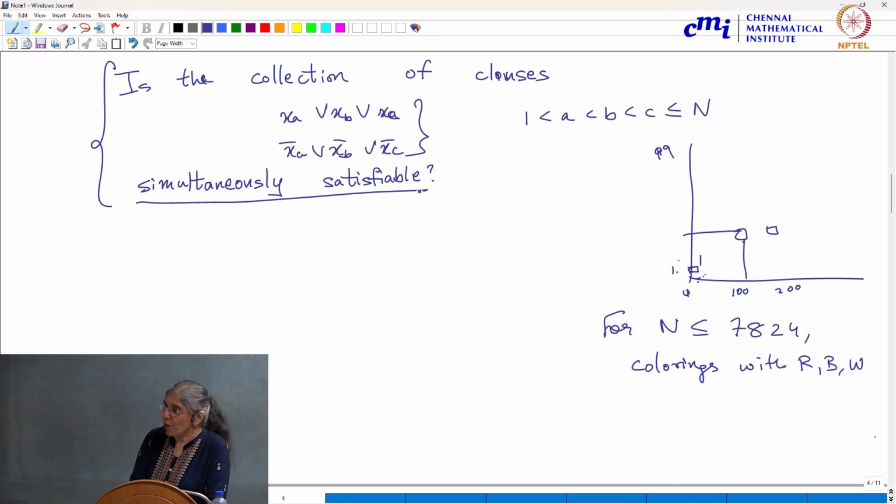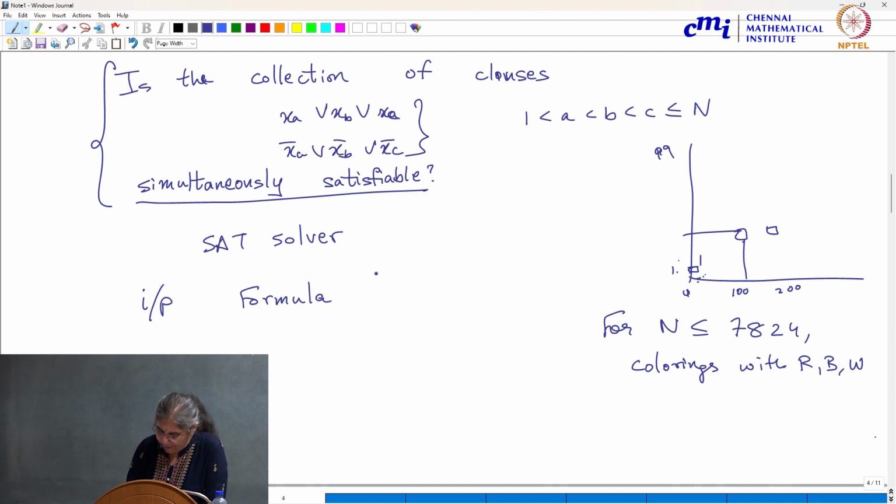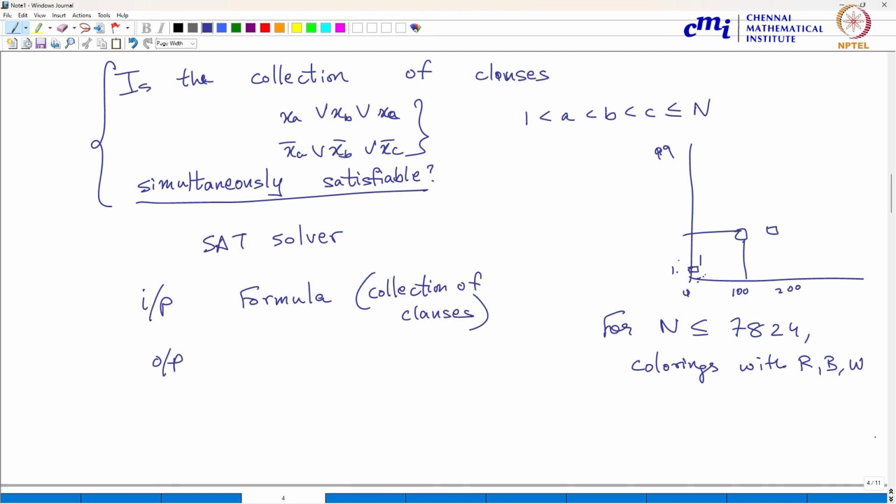A SAT solver is trying to solve this question. What a SAT solver would do is take as input a formula like this, a formula which is a collection of clauses. And what do you think it will give out as an output? A general SAT solver on a general formula. Of course, it should say yes, it is satisfiable, or no, it is not satisfiable. But a solver worth its salt has to give more information than that, no? If it says yes, you're not going to believe it. If it just says no, you're not going to believe it. So if it says yes, what is the least that you expect it to do? Give the assignment, right?